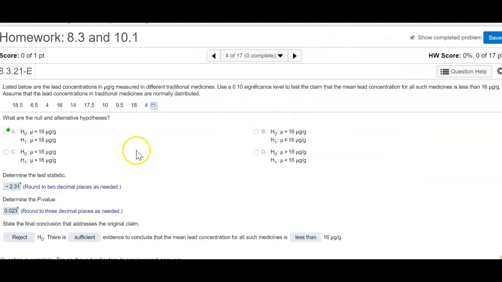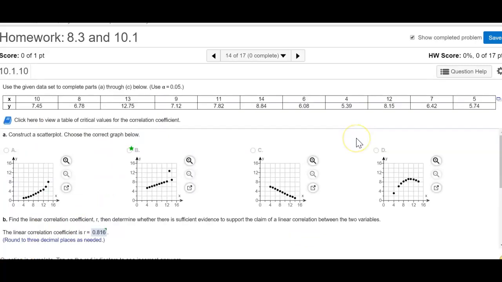On this problem, we wanted a 0.10 significance level. We have 0.023, so again we can reject the null and conclude that the mean lead concentration of medicines is less than 16. I think that's micrograms, might be what that is. So that works. And again, the null hypothesis was that it equaled 16, and our alternative was that it was less than 16.